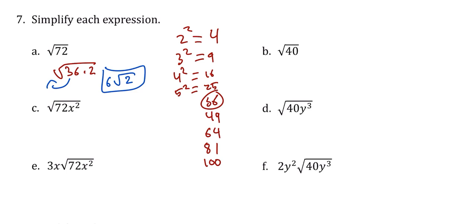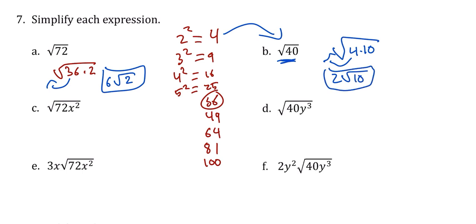Same idea with part B. Square root of 40. The thing that immediately comes to mind is this 4. We can divide 40 by 4 really easily. And so we can rewrite this as the square root of 4 times 10. We can take this out of the square root as a 2 and say 2 times the square root of 10, or 2 root 10.